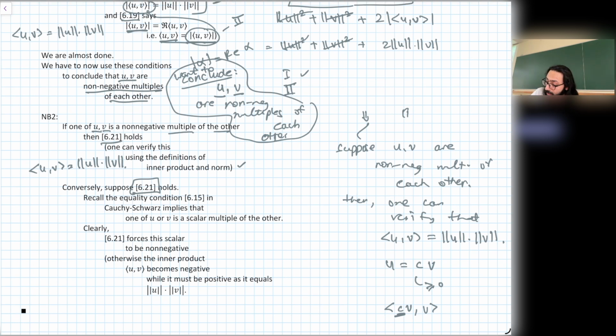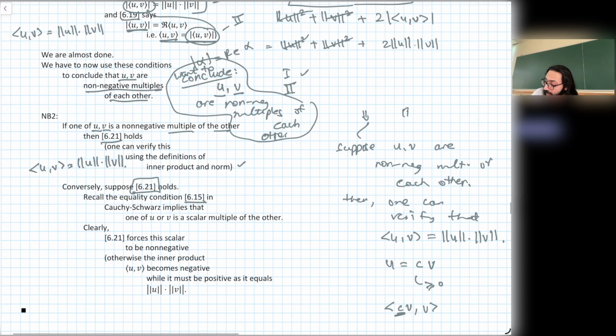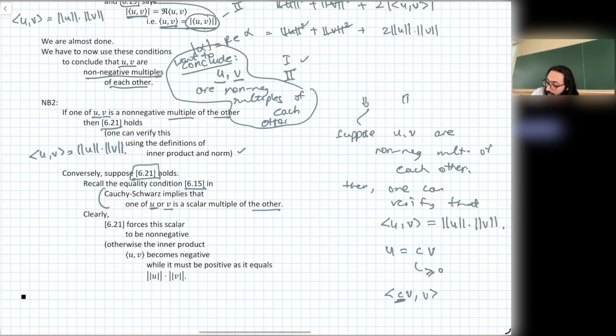So recall the equality condition 6.15 in Cauchy-Schwarz said that U and V are scalar multiples of each other. So Cauchy-Schwarz, remember, was saying what? When is the Cauchy-Schwarz inequality saturated? It is saturated when the vectors are scalar multiples of each other. Right? We proved that just a few minutes ago. So clearly, this forces the scalar to be non-negative. From Cauchy-Schwarz, we deduce that there has to exist some scalar. And from this condition, we conclude that this scalar has to be non-negative because it's a product of non-negative quantities.